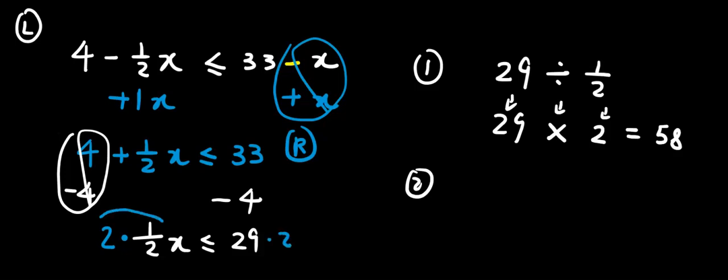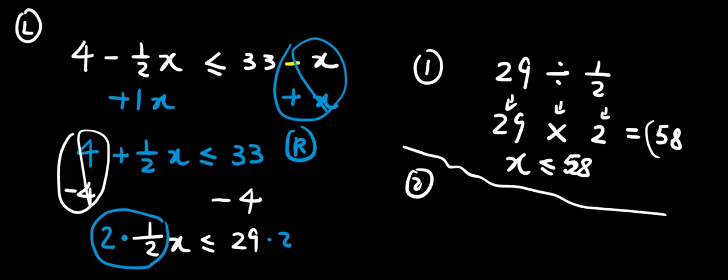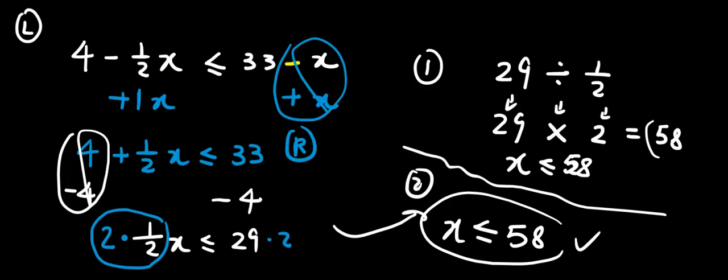Because 2 times 1/2 is 1, 1x. That's what we need. We want 1x. After you finish this, you need to write down x is less than or equal to 58. Okay, all right, that's completed. Then go back to here. You use the second method, and you have 1x, that is x, less than or equal to 58. All done for this one.